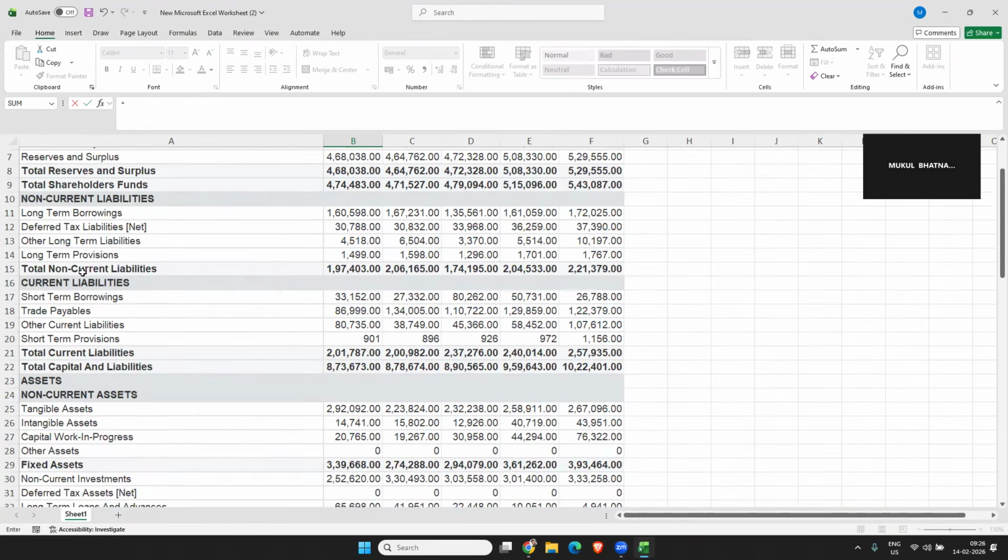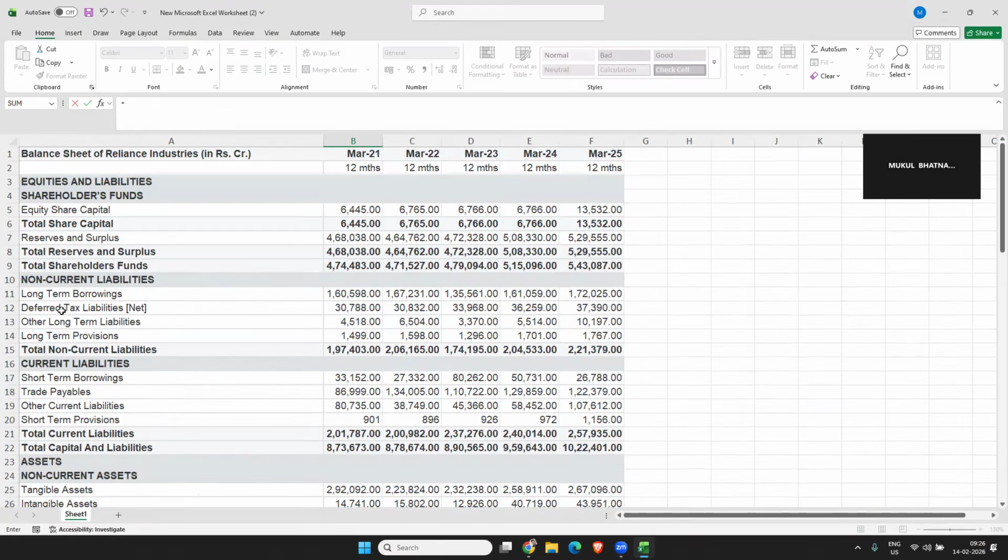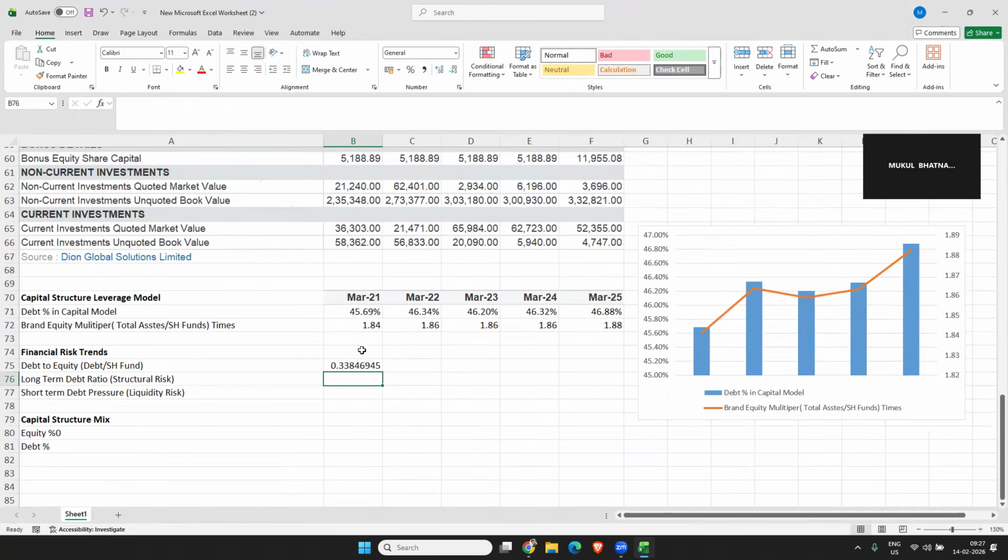So in the balance sheet here, you can see non-current liabilities is given to you. Below this, long-term debt is written. So long-term debt divided by shareholder fund. Total shareholder fund. Enter. Let me reduce the decimals. So this is your debt to equity ratio.